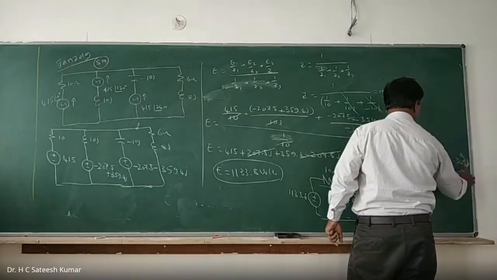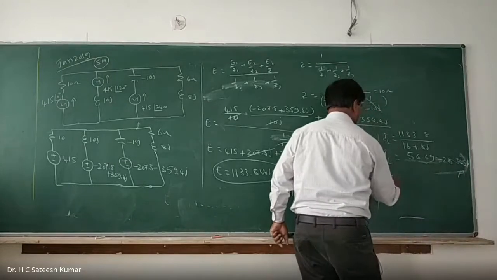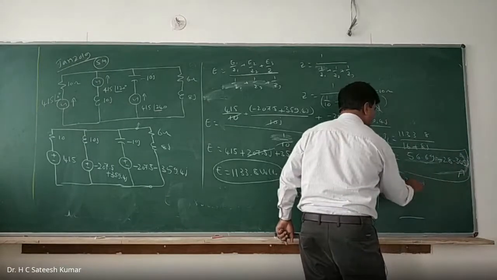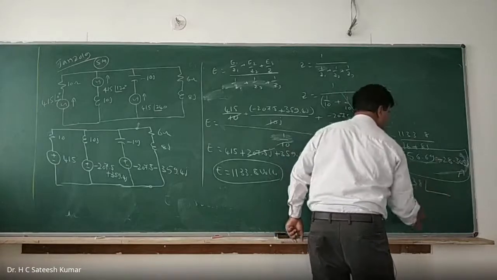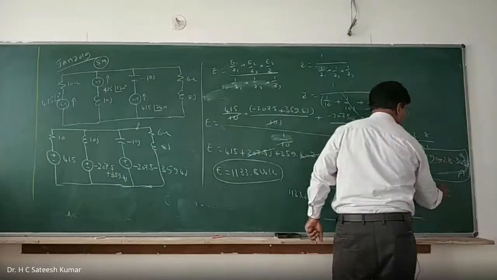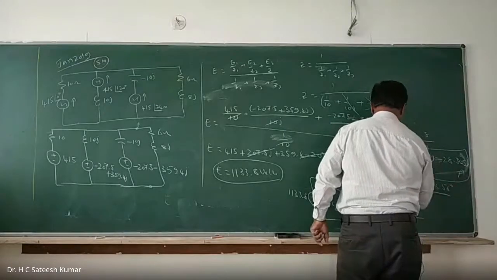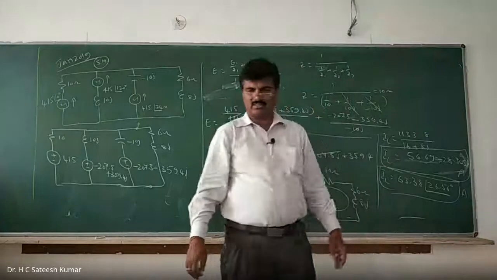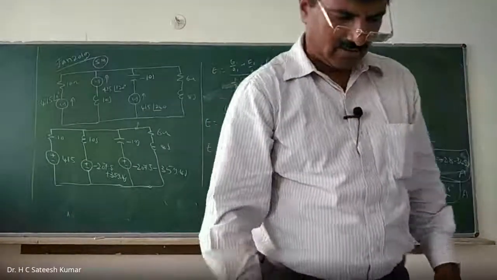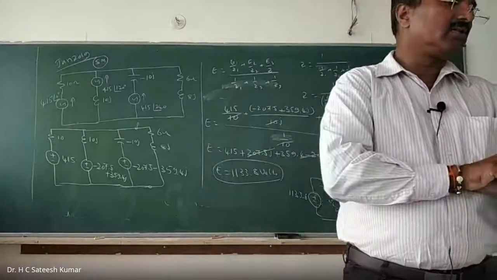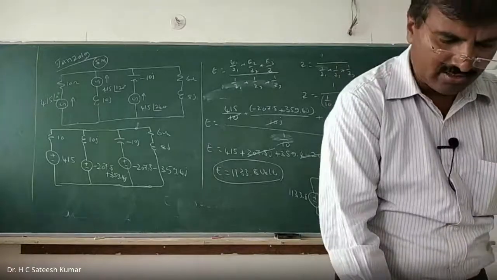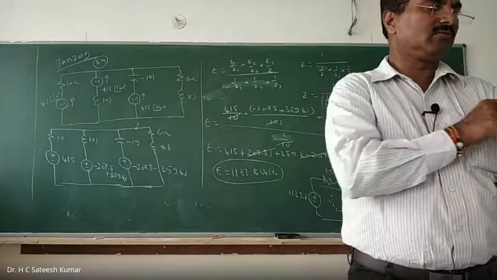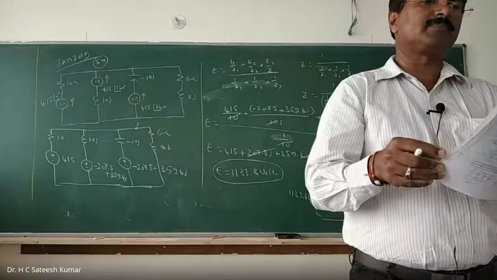Convert it into polar: 63.4 at an angle of minus 26.56 degrees. That much amps you will get. So this is in polar, this is rectangular, right? So that's it as far as the January 2019 paper is concerned. Now let me see what they asked in the other papers. If there is any big twist, I'll do it.